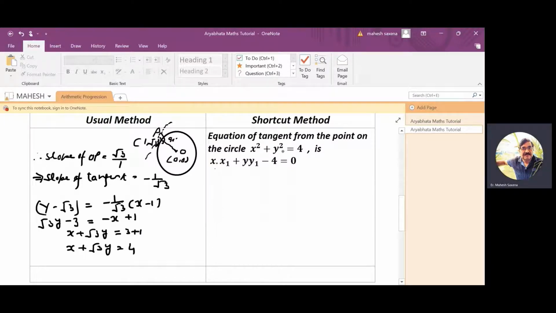In the shortcut method, as the equation of circle is x square plus y square is equal to 4, therefore equation of the tangent will be x(x1) plus y(y1) minus 4 is equal to 0. In this case, x1 is equal to 1 and y1 is equal to root 3. Therefore, by putting the value of x1, y1 in this equation, we will get x into 1 plus y into root 3 minus 4 is equal to 0. That is x plus root 3y is equal to 4.